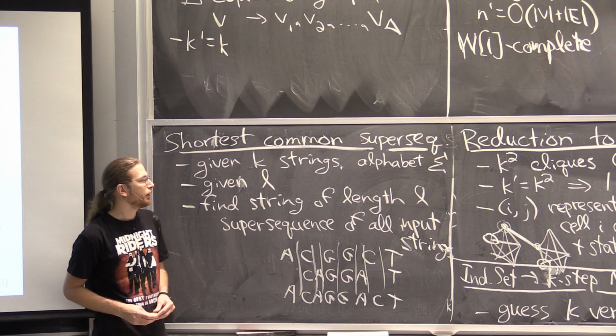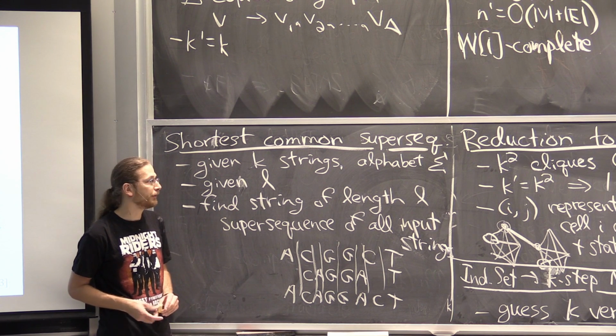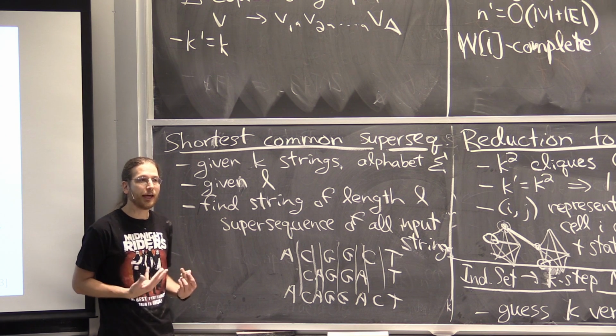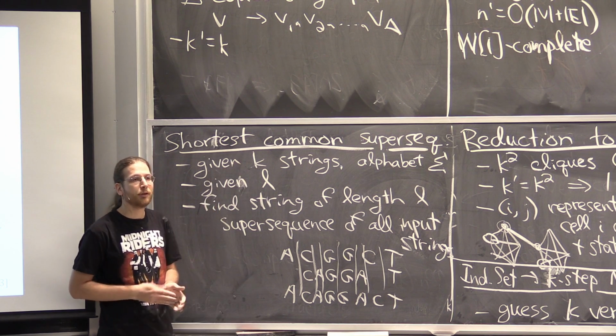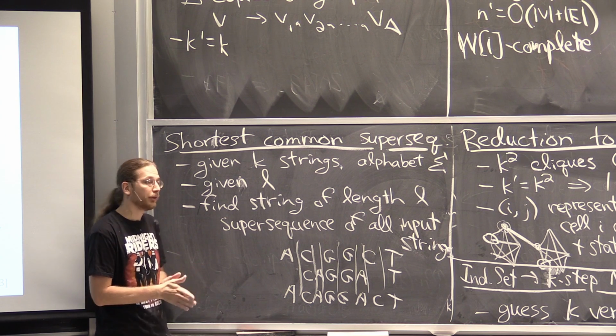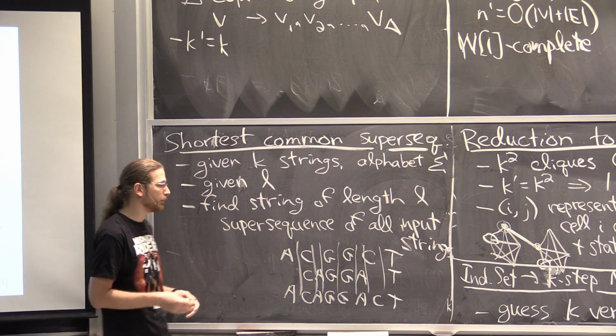In general, this problem does have an n to the k dynamic program, but the question is whether you could get FPT in k. Could you get a better dependence on the number of strings? And the answer is no, because this is W[1]-complete.